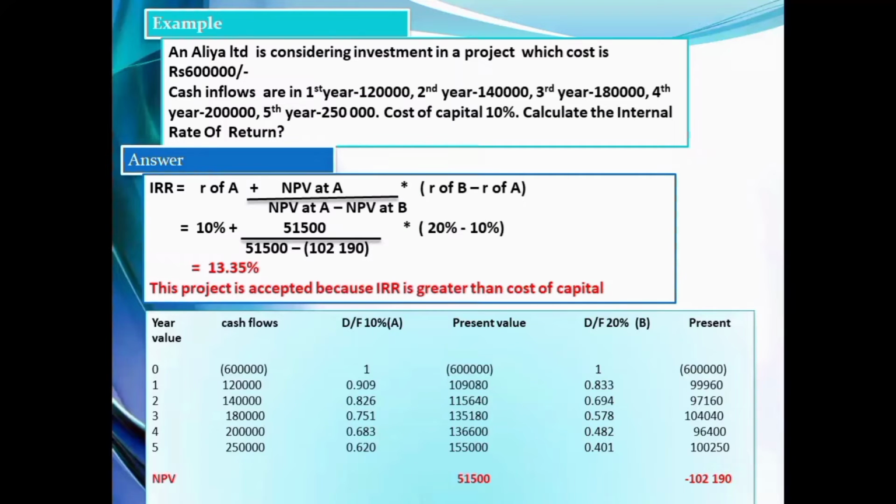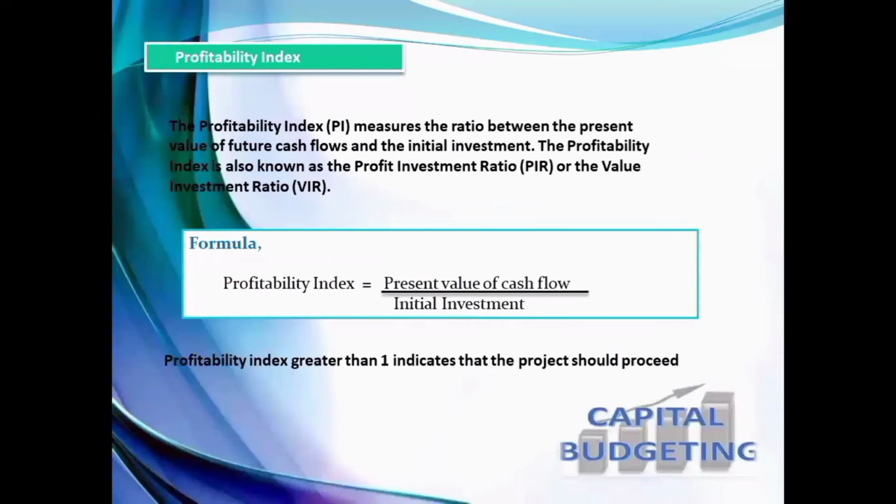The IRR value is given as 13.35%. This project is accepted because IRR is greater than the cost of capital. Next one is profitability index.